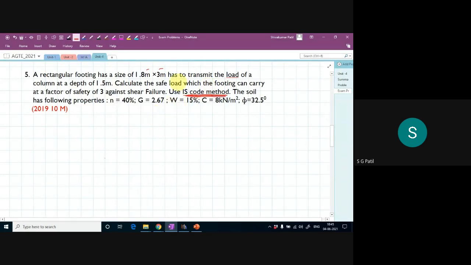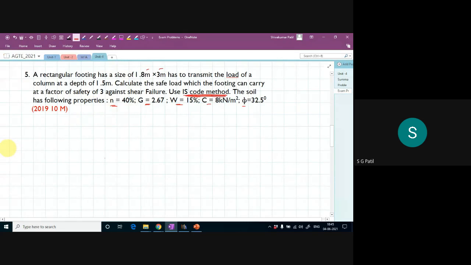So if they do not mention to use the IS code, then you are free to choose any method. You can choose Terzaghi's bearing capacity theory. Okay, if they exclusively mention that use a particular type of method, then you should use that method only. So here they are exclusively mentioning to use the IS code. The soil has the following properties: the porosity, specific gravity, water content, cohesion, angle of internal friction. Okay, all the parameters they have given.